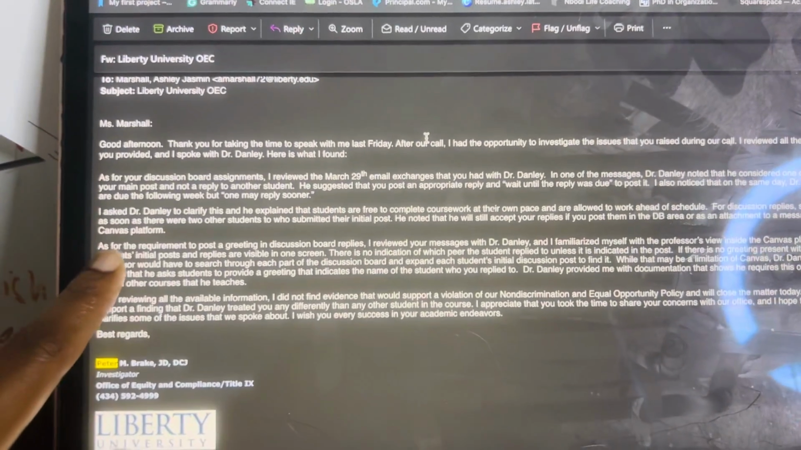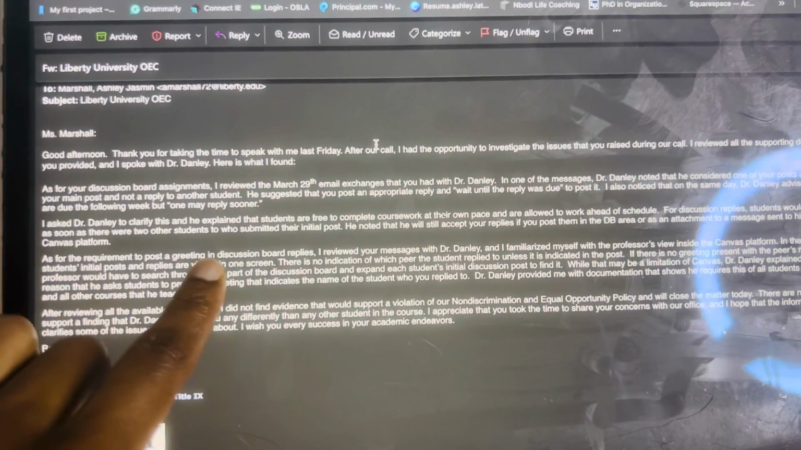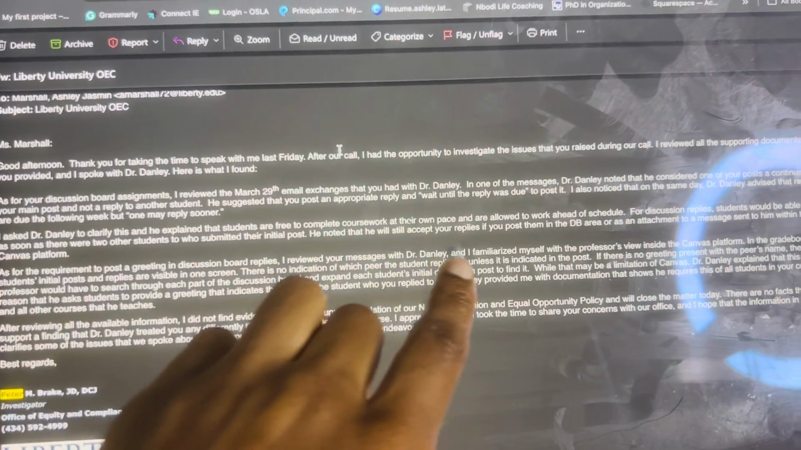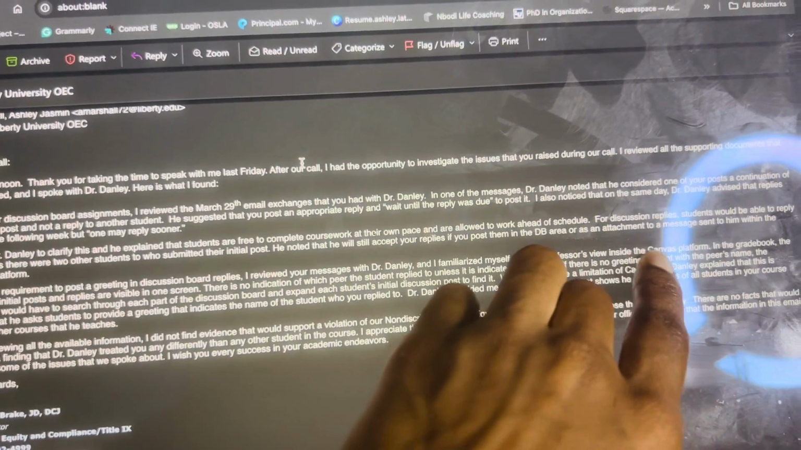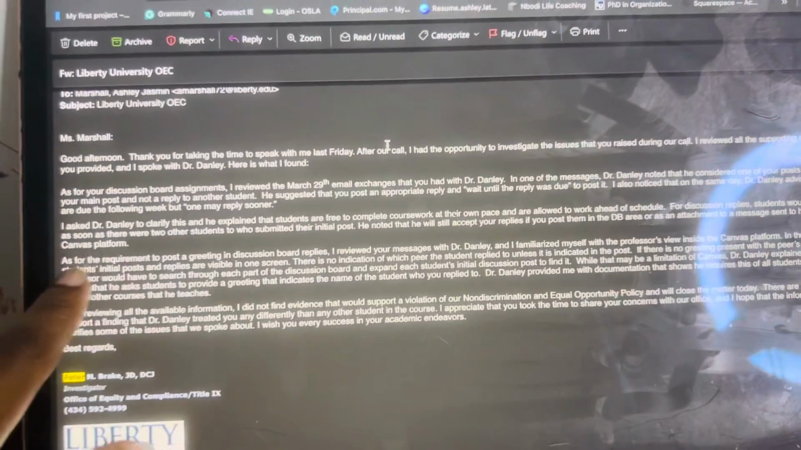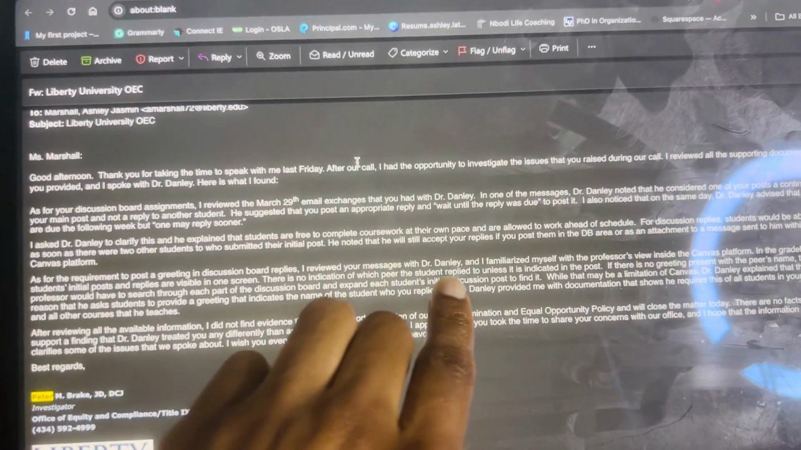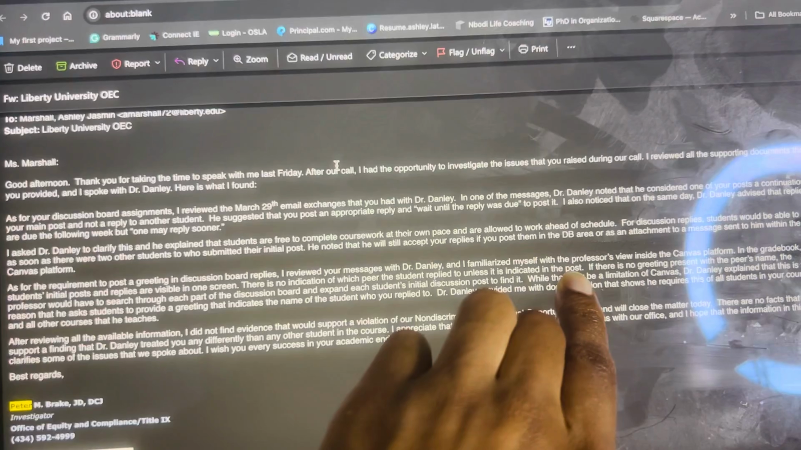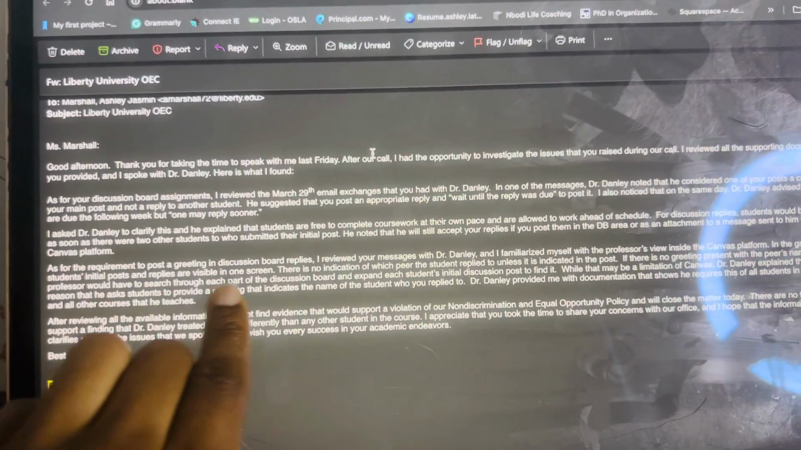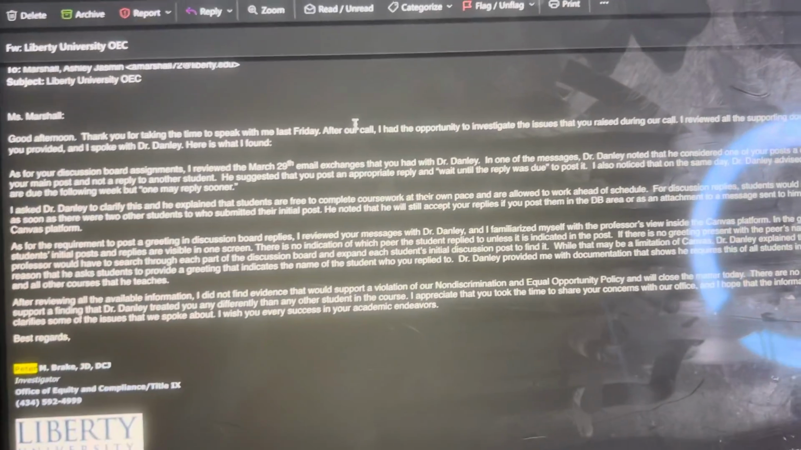Okay. As for the requirement to oppose in a greeting and a discussion board replies, I reviewed your message with Dr. Daly and I familiarized myself with the professor's view inside the Canvas platform. In the gradebook, the student's initial posts and replies are visible on one screen. There's no indication of which peer and student replied to unless it is indicated in the post. If there's no greeting present with the peer's name, the professor would then have to search through part of the, see, all of this stuff is made up, right?